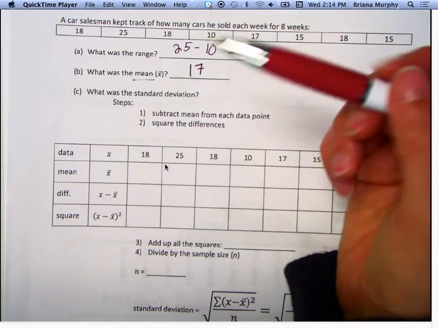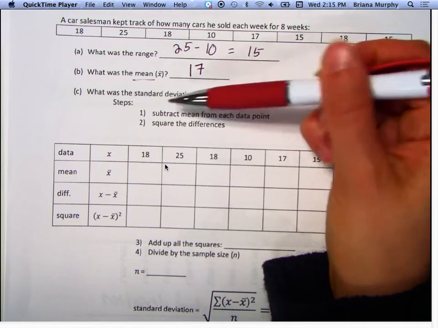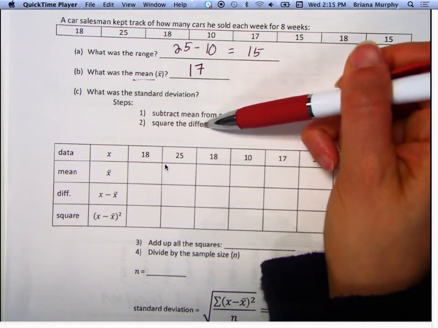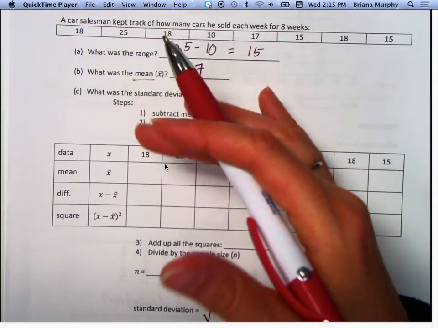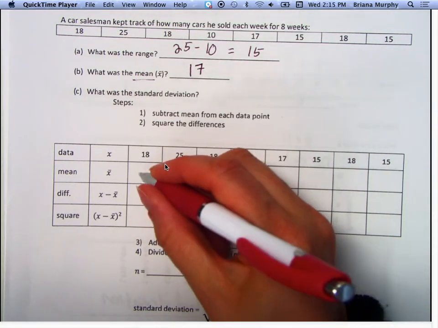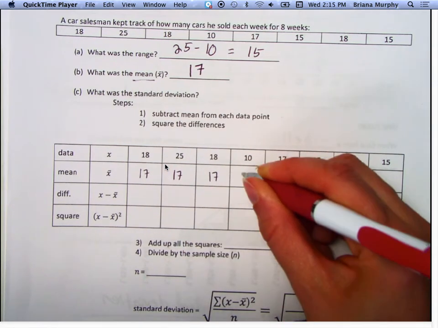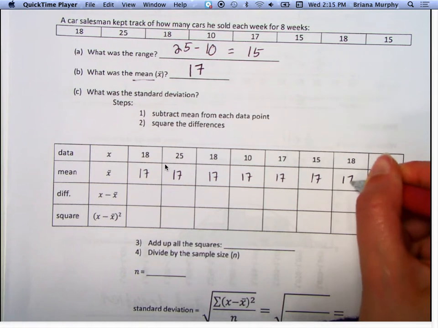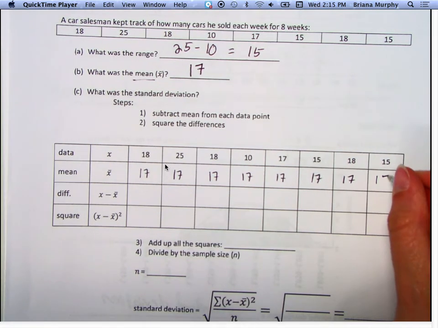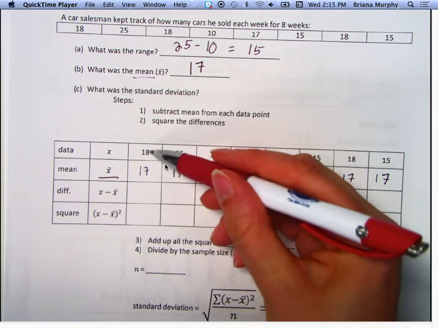Okay. So first, we found the mean. Now we're going to subtract it from each data point and square the differences. So let's do this right now. I'm going to list literally 17 everywhere it says the mean. So this whole line should say 17. Everybody with me so far? It says list the mean, so I'm just writing the mean in. Okay? Now I am subtracting this from this.